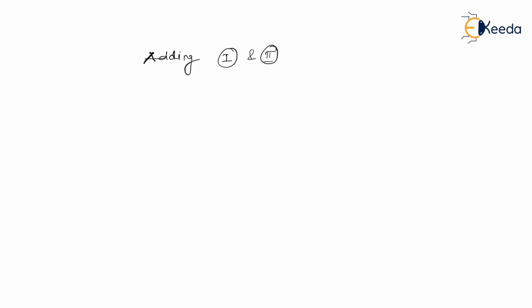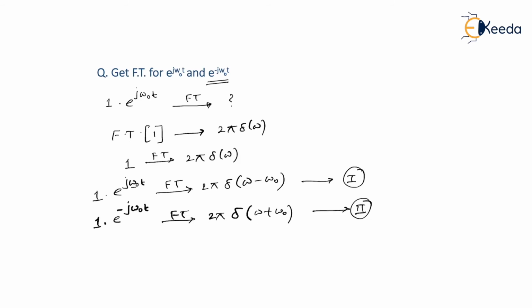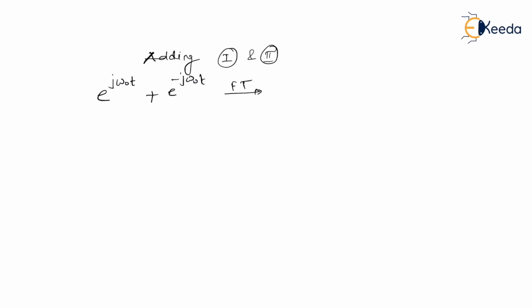So what I'm going to get is e to the power j omega naught t plus e to the power minus j omega naught t has a Fourier transform as... So if you see the right hand side, you can take 2 pi out and I can write del of omega minus omega naught plus del of omega plus omega naught.